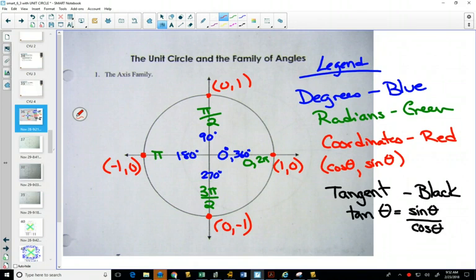Sine of 90 degrees, 1. Cos of 90 degrees, 0. Cos of 270 degrees, 0. Sine of 3 pi over 2 radians, negative 1. And so we can figure out all of these values without our calculator just by looking at the coordinates.